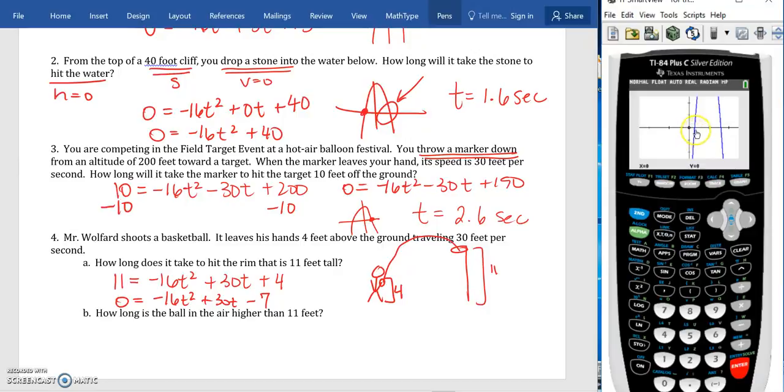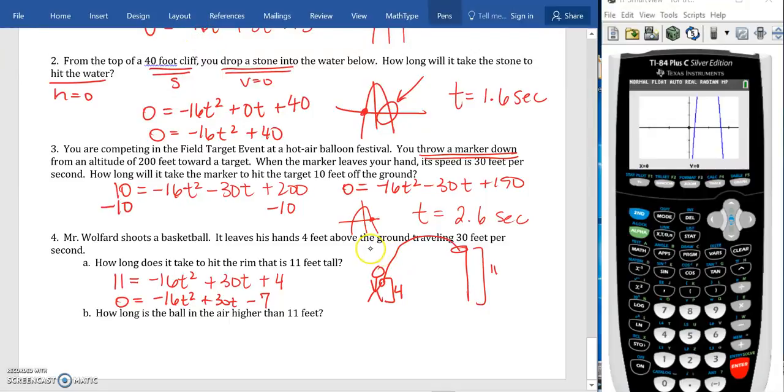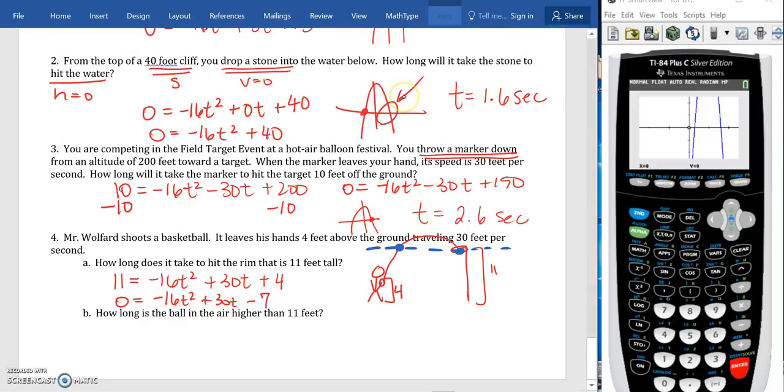What do we think those 2 positive solutions are representing? If you're thinking it's because this ball goes up, sure enough, it passes that 11-foot mark and then comes back down. So you've got one right here and one right there. So let's go ahead and find both of those points where it crosses that 11-foot mark.